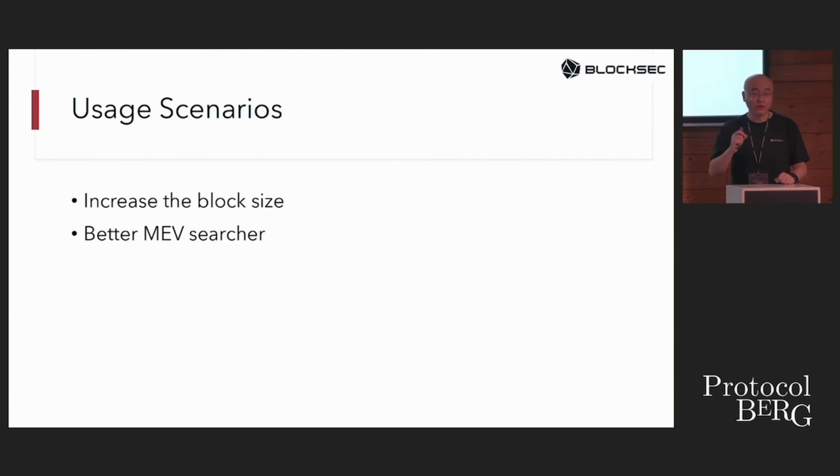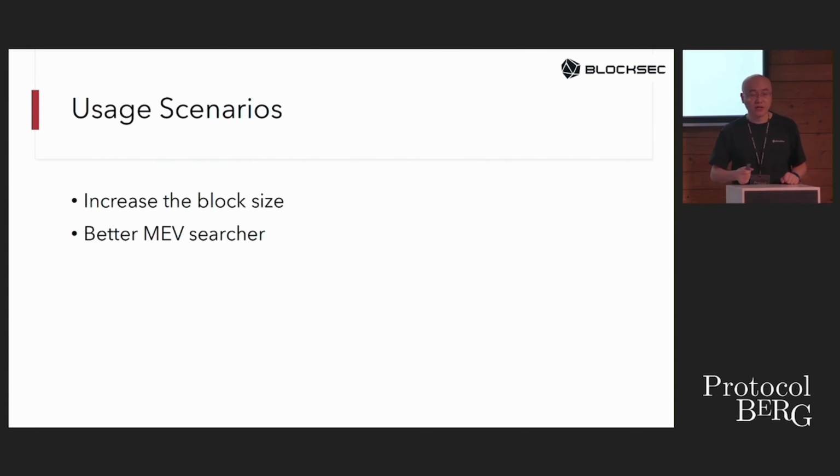And how to use our algorithm, or if we have an optimized Geth client, in what usage scenarios can our system be used? I think first we can increase the block size if the Geth client can be applied with our algorithm, because we can speed up the execution of the transactions, so we can put more transactions inside a block, so we can increase the block size.